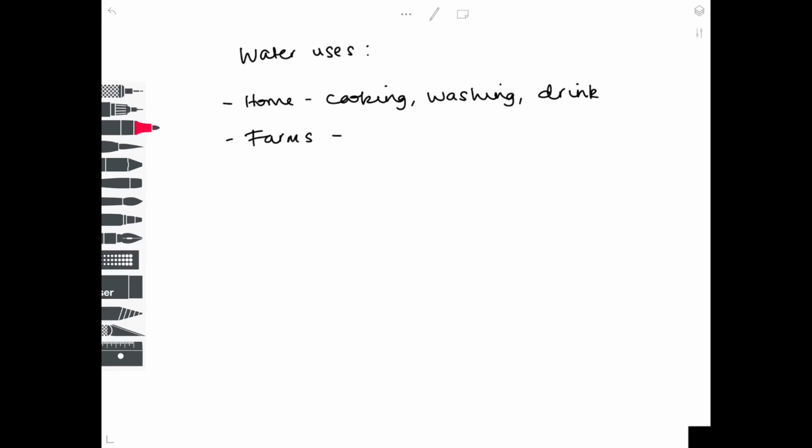Strange part of the specification now, but what is that water used for? Well, obviously it's used within the home for cooking, washing our clothes, washing our bodies, and we need to drink it. We find water in farms for both the animals to drink and we need to water our crops to ensure that they grow.